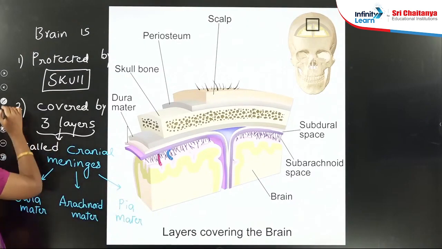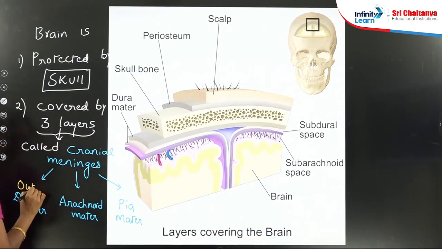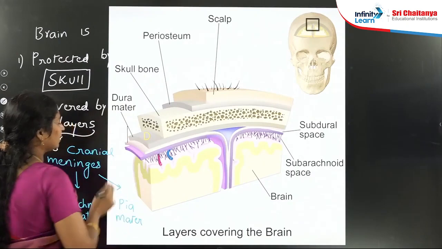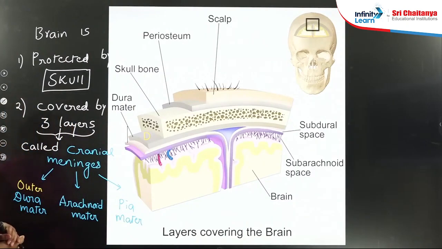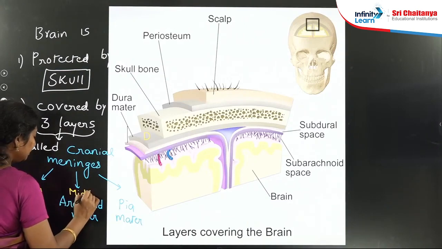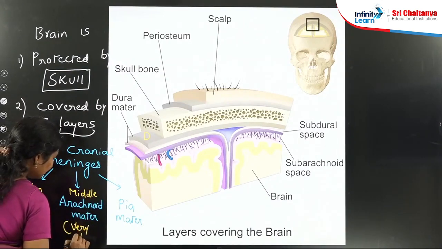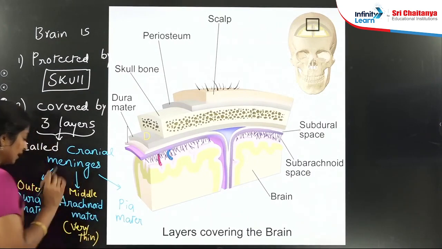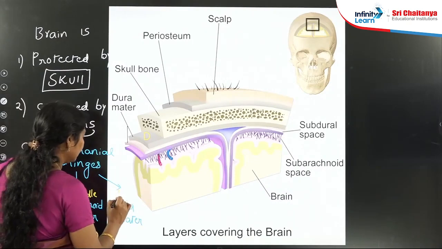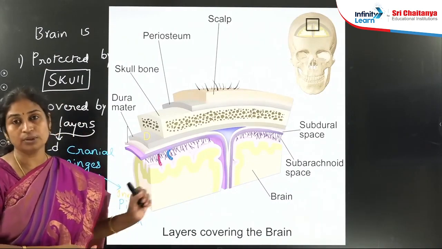So where is the dura matter present? It is present on the outer side. The outermost layer is dura matter, and the next one is the middle layer, which is actually very thin, known as arachnoid matter. And the third one, the innermost, is pia matter. This pia matter is highly vascularized and very close to the brain tissue.